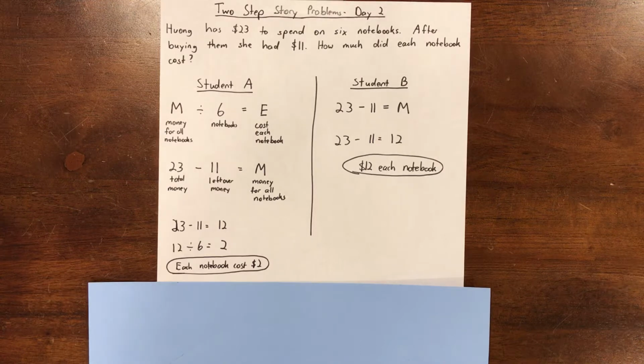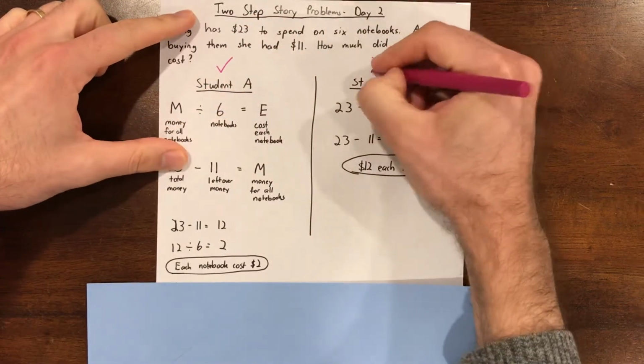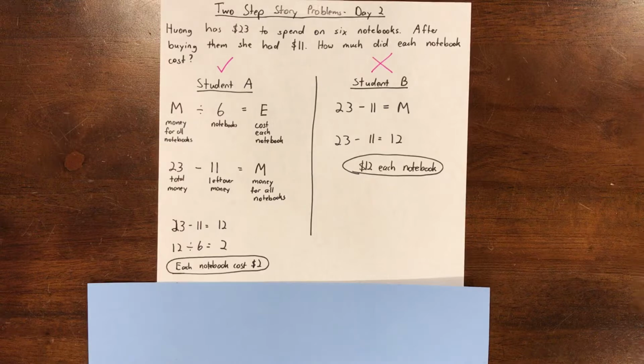All right, who solved this problem correctly? Student A or student B? Say it out loud. Yeah, student A got this problem right. Okay, so what mistake or mistakes did student B make? Say it out loud.